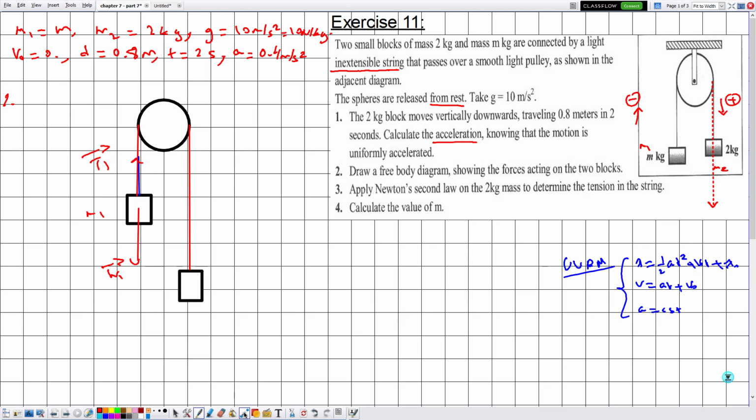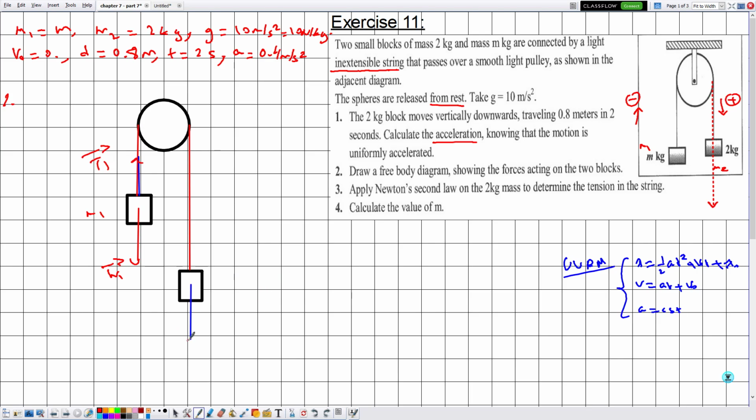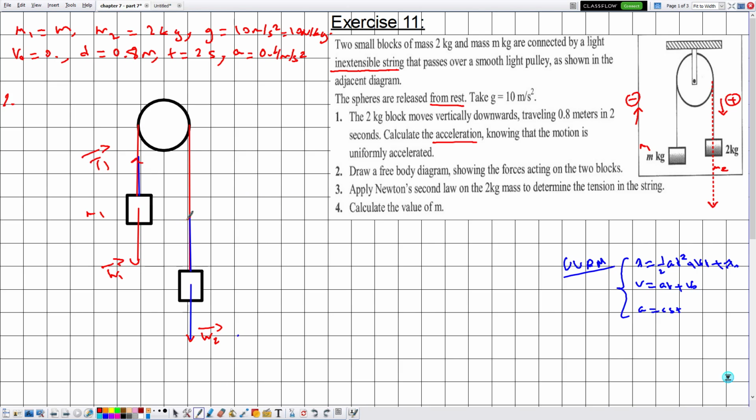As for the mass M2, it has the weight which is acting vertically downward like this from the center of gravity. This is W2. And we have the tension T2 acting along the string like this, upward. And in this case, recall that T1 is equal to T2 in magnitude because the string is inextensible.